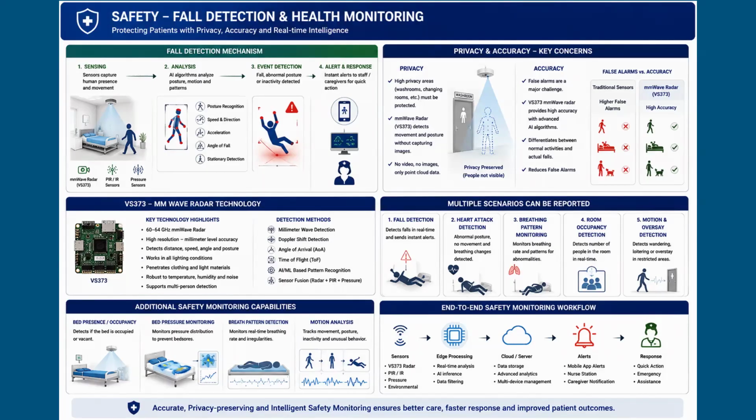Similarly, for bed pressure monitoring, pressure sensors embedded within the hospital beds can monitor pressure variations. Similarly, breathing patterns and continuous respiratory monitoring provide early warning signs of respiratory distress and sleep disorders. Then motion analysis can track posture, inactivity, and unusual behavior.